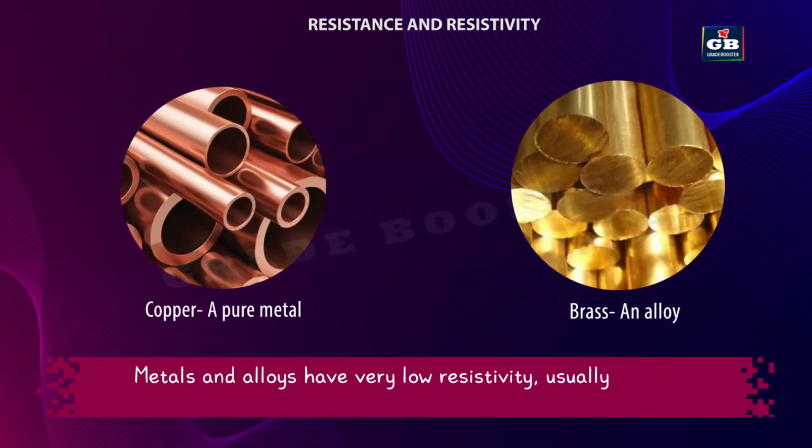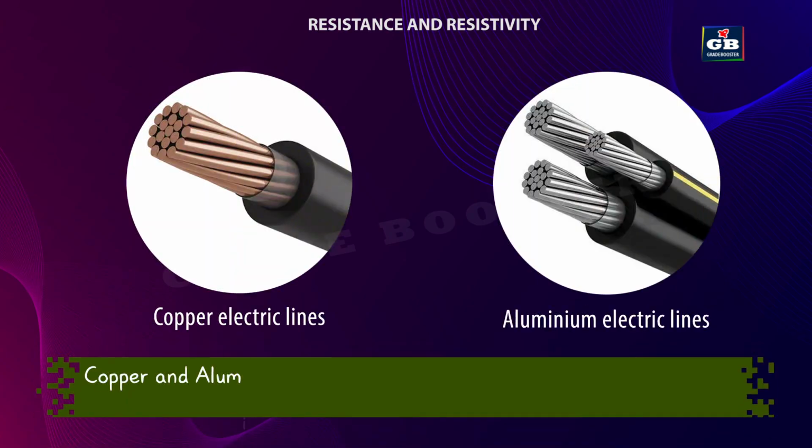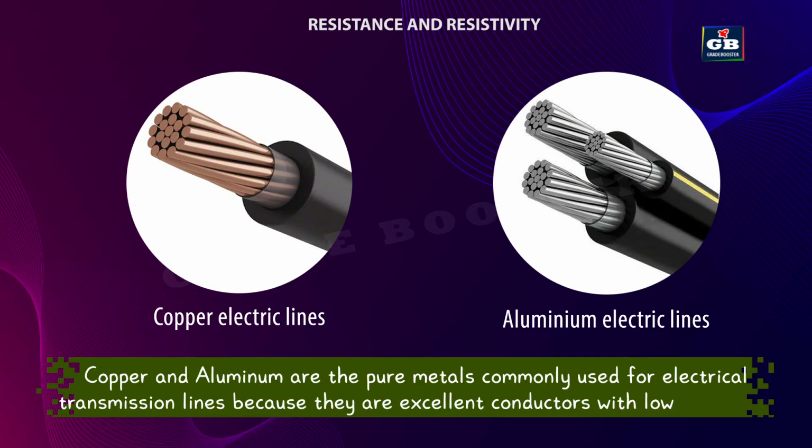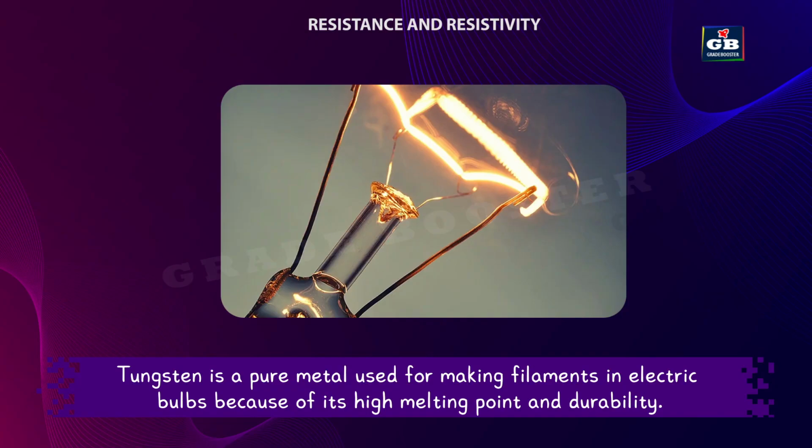Metals and alloys have very low resistivity, usually between 10 to the power minus 8 ohm meter to 10 to the power minus 6 ohm meter, making them good conductors of electricity. Copper and aluminum are the pure metals commonly used for electrical transmission lines because they are excellent conductors with low resistivity. Tungsten is a pure metal used for making filaments in electric bulbs because of its high melting point and durability.